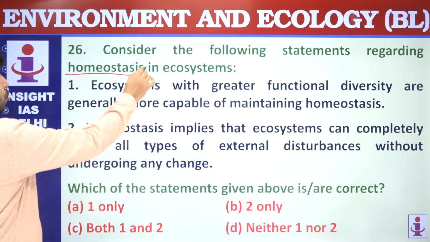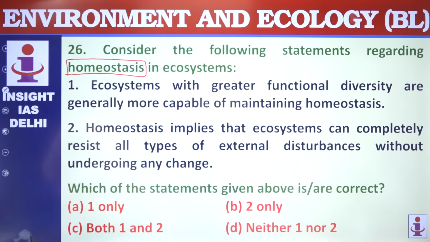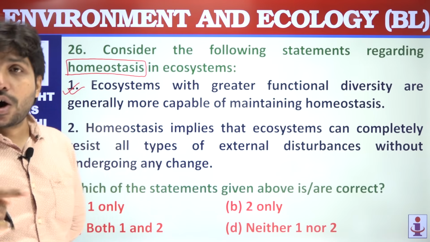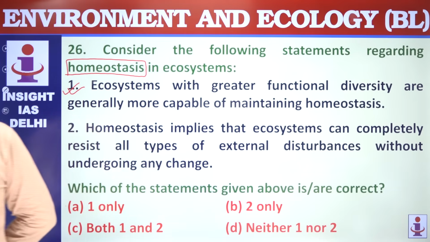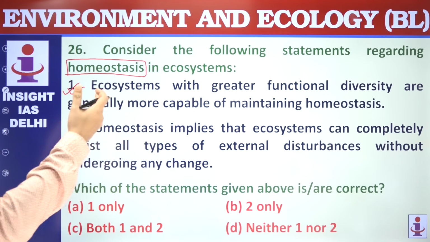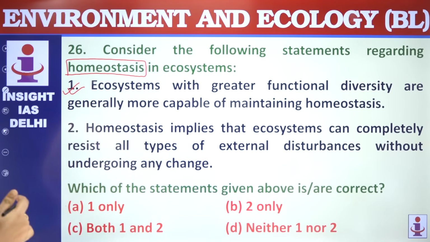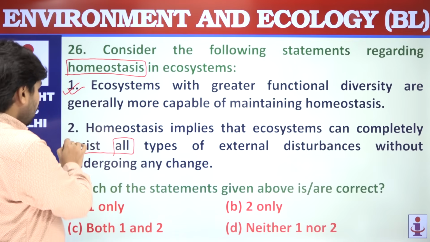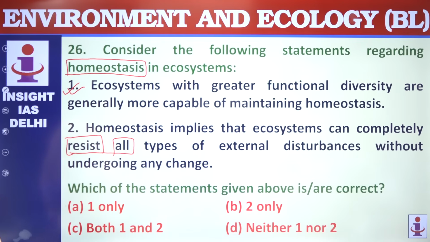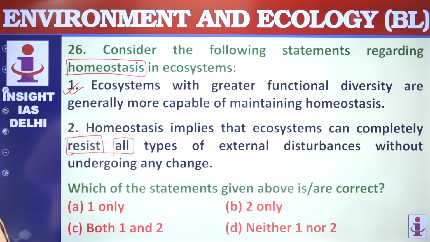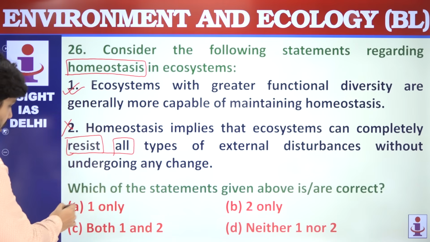Homeostasis, a very good term. It is also a kind of adaptation. Ecosystems with greater functional diversity are generally more capable of maintaining homeostasis. This is homeostasis regarding the ecosystem, not organisms. Yes, very much true. Homeostasis implies that ecosystems can completely resist all types of disturbance. No, it is not that they completely resist. Homeostasis is not about resistance. Homeostasis is about resilience, about adaptation. So statement 2 is not correct. Only one is correct, option A will be the correct answer.